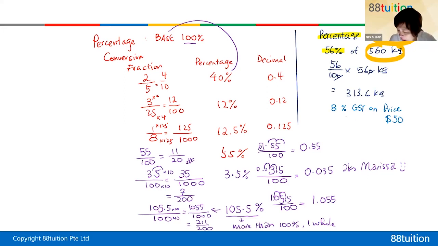So for example, if you buy something that costs $50, then 8% on the selling price of $50, the GST alone you have to calculate 8 over 100 multiplied by 50. Then you pay extra $4 for the tax. Can you understand? So this is called the percentage of a quantity.